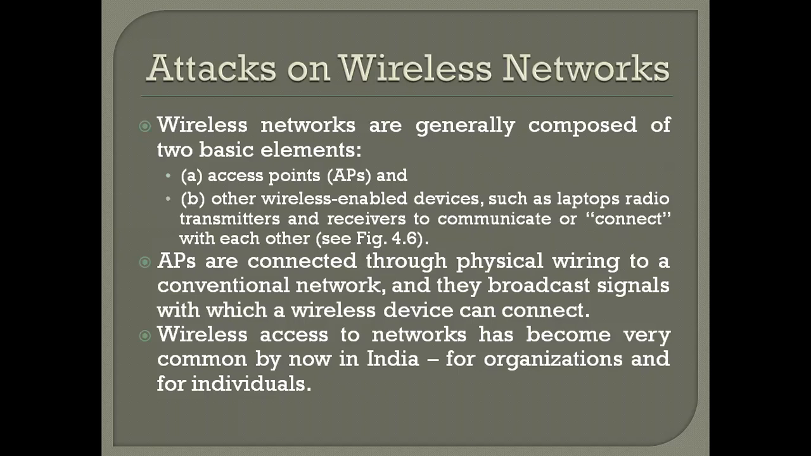Wireless networks are generally composed of two basic elements. One is the access point, that is APs, and the other is wireless enabled devices such as laptops, with radio transmitters and receivers to communicate and connect with each other. I will show you that figure in the next slide.